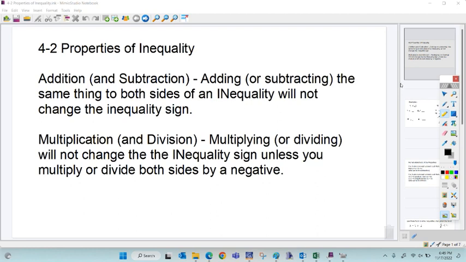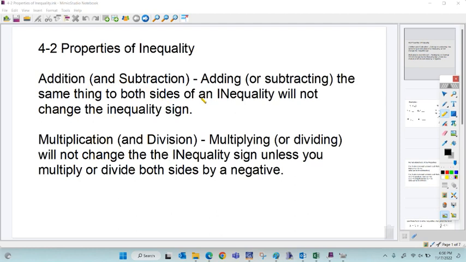and today we're going to work on the properties of inequality so that we can not just graph inequalities, but so that we can actually solve them. Okay, so basically we have two properties of inequality the way that your book sees it. We have the addition property of inequality and the multiplication property of inequality.